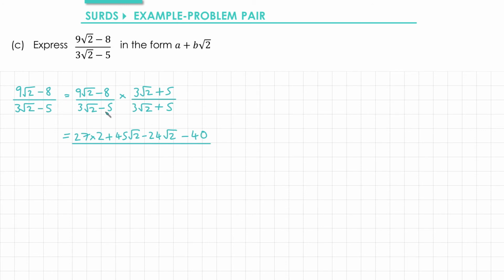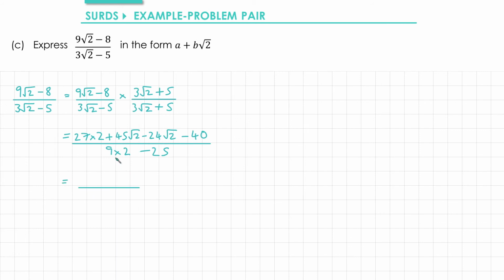On the bottom, remember the surds cancel, so we're going to get 3 root 2 times 3 root 2. 3 times 3 is 9. Root 2 times root 2 is 2. And minus 5 times 5 is minus 25. Let's tidy this up a bit.